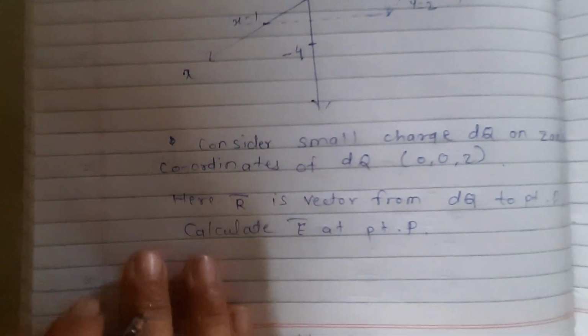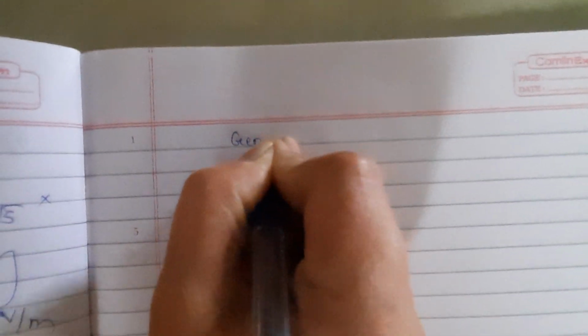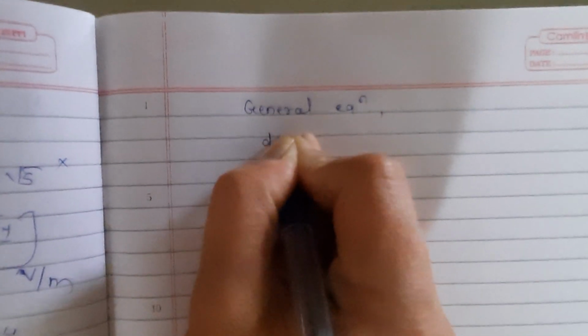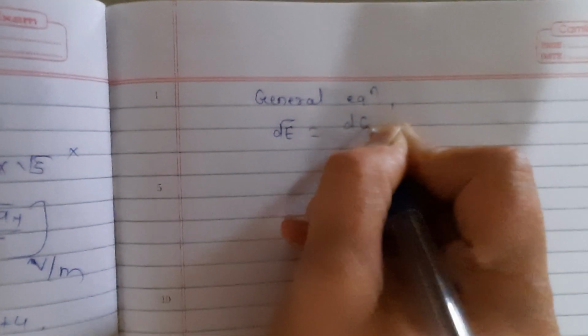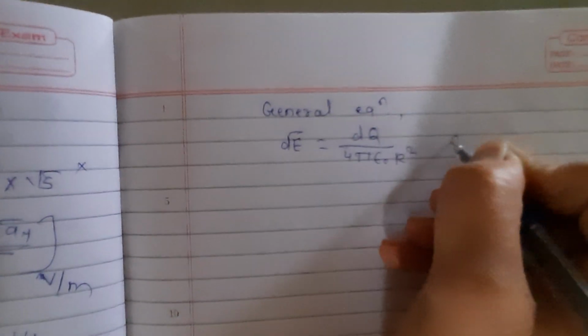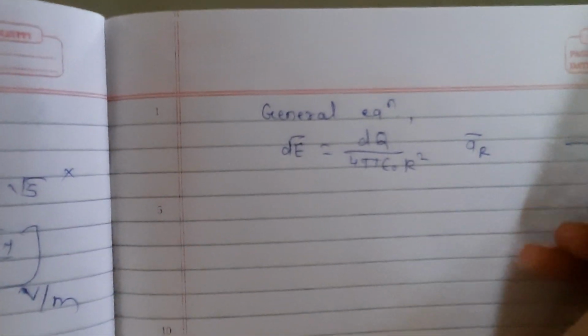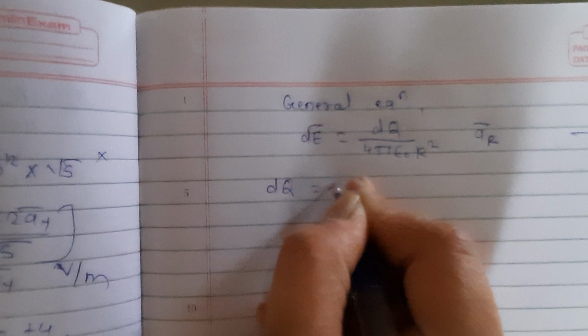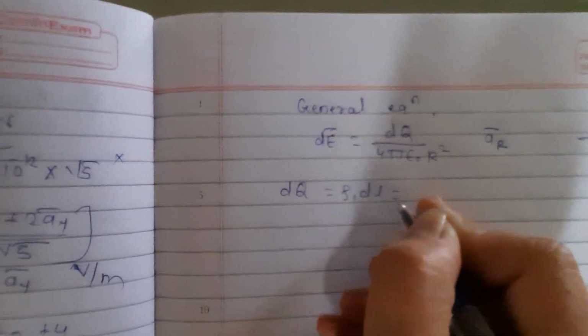So now we write the general equation. The general equation is dE bar is equal to dq divided by 4 pi epsilon 0 r square, AR bar. This is equation 1, where dq is equal to dl.